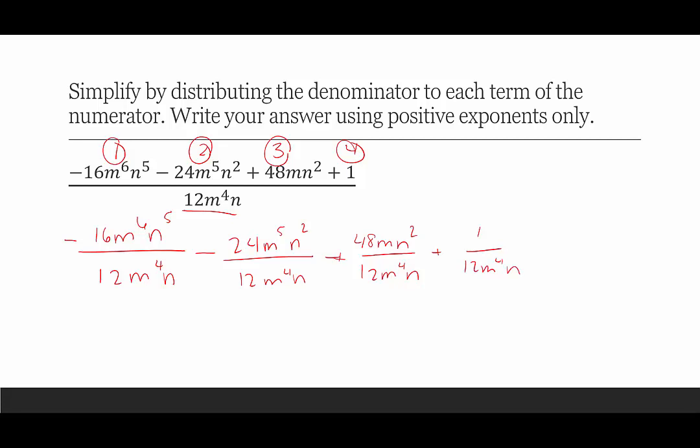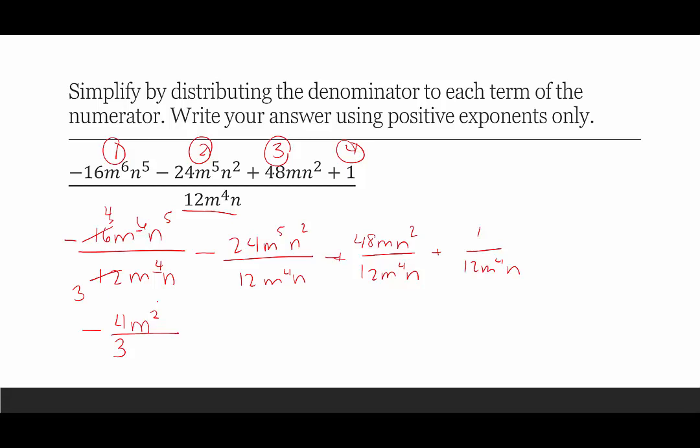Simplifying each one separately, for the first one I have a negative over a positive, so it's going to be negative. 12 and 16 have a common factor of 4. 4 goes into 16 4 times, 4 goes into 12 3 times. So we're definitely just having a fraction in this first term, 4 over 3. For the m's, I have 6 factors of m in the numerator. I have 4 factors of m in the denominator. There are more in the numerator, so my base m goes in the numerator, and there are 2 more. So 4 of the factors of m will cancel in both the numerator and denominator, leaving me with 2 factors of m in the numerator.